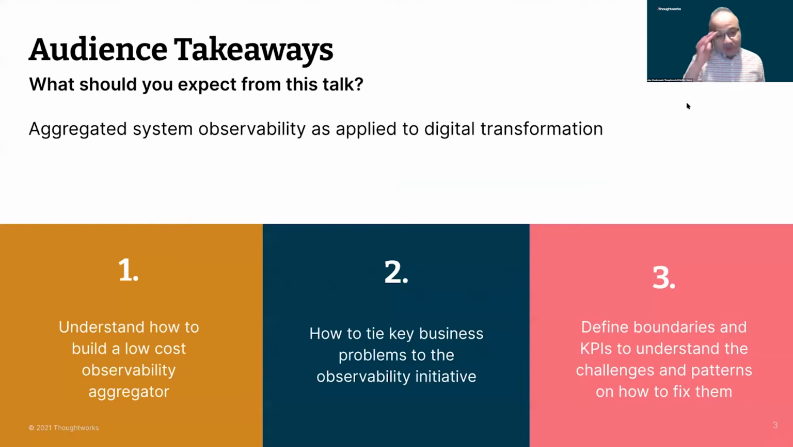So specifically, what are you going to get out of this talk? The first thing you will understand by the end of this discussion is a pretty good understanding of how to build a low-cost observability aggregator. We'll define all these terms, but generally think of it like a platform that will provide you observability in a transformational setting. Then we will tie it back into your actual business problems. You'll be hearing about a lot of very specific problems that we see on a day-to-day basis, and how observability helps in that process as we go through the transformation. And the last part we're going to talk about is those canonical KPIs that we discussed.